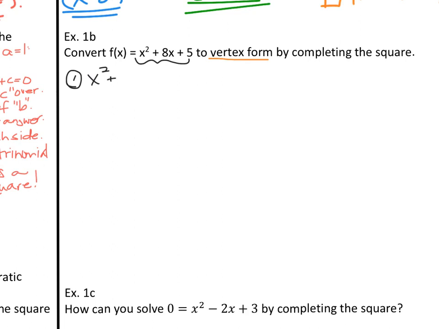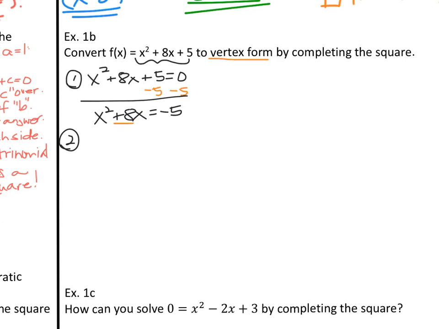X squared plus 8x plus 5 equals 0. It then says move c to the other side. If c is positive, we'll subtract 5 to move it over. And then we get x squared plus 8x on the left is equal to negative 5 on the right. That's step 1. Step 2, take half of the b coefficient.